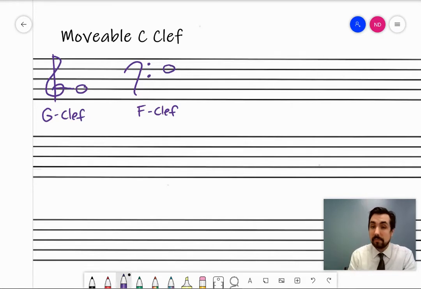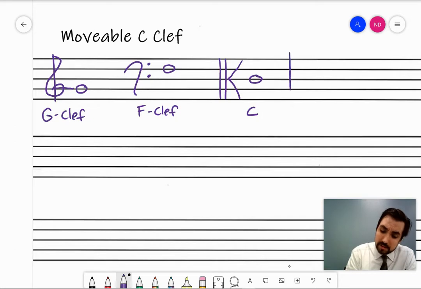So movable C clef means it could go in a few different locations. Let me just pick one. This is by no means all of the locations it could go. It kind of looks like this, like a fancy letter K. And right in the middle here, right at the point of the K, so in this instance on the third line, this is going to show us C.